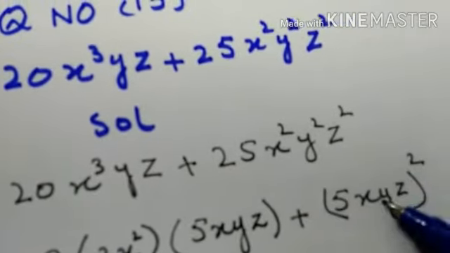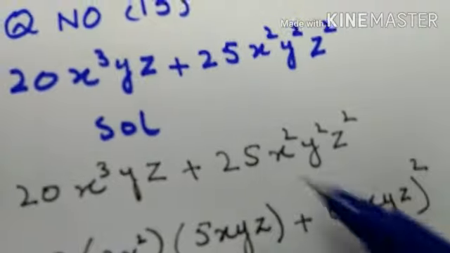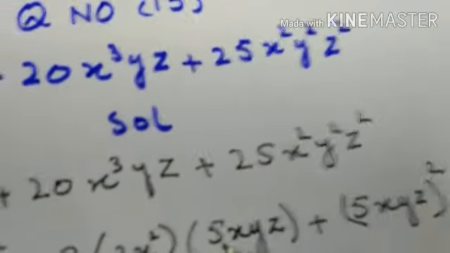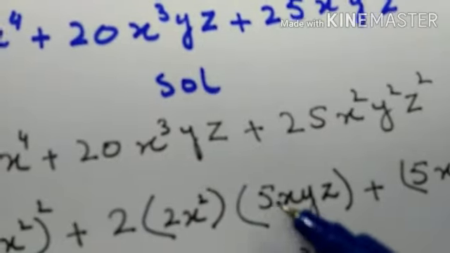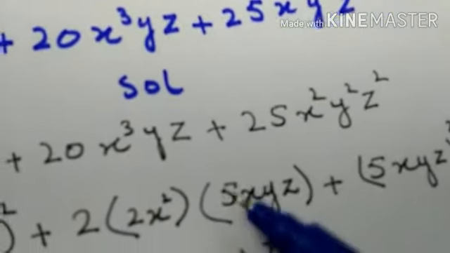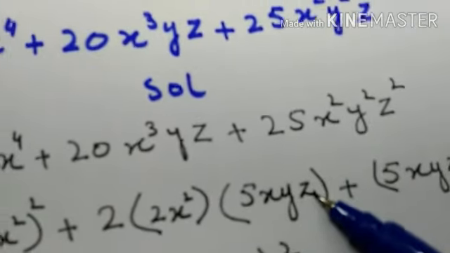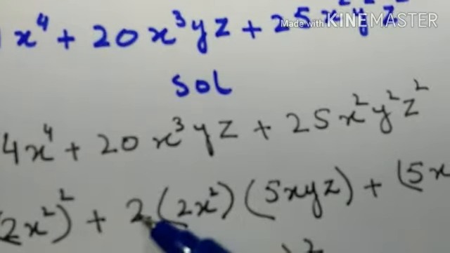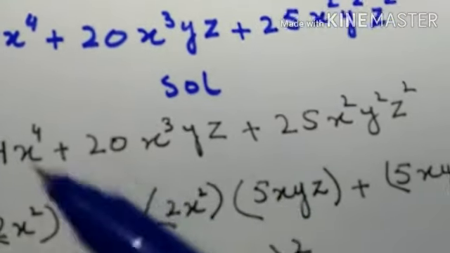y square means y, z square means z. That means this whole value is the square of 5xy. Now see, we have to write the second term over here. The second term is 5xyz. So write 5xyz. For your confirmation, you can multiply these values, like 2 2s are 4, 4 5s are 20.